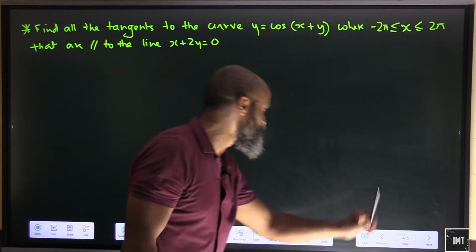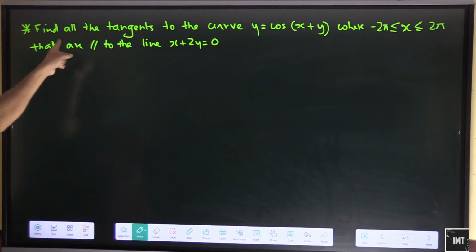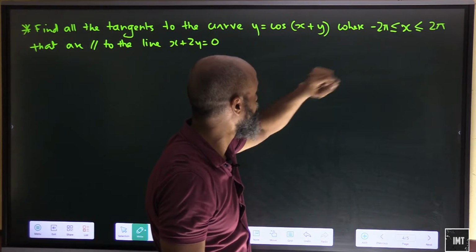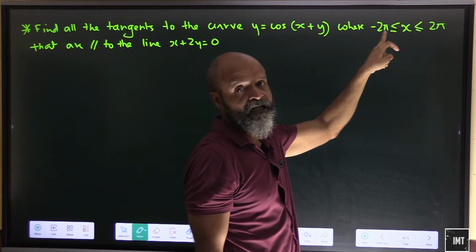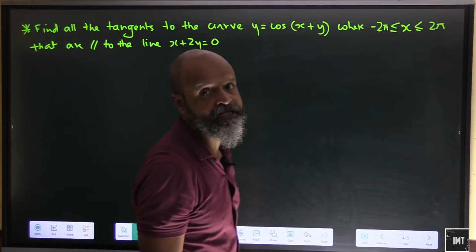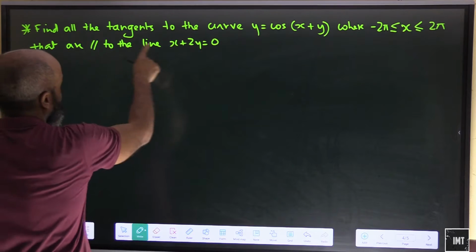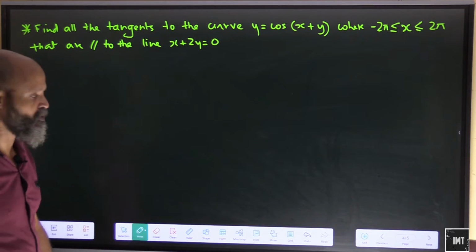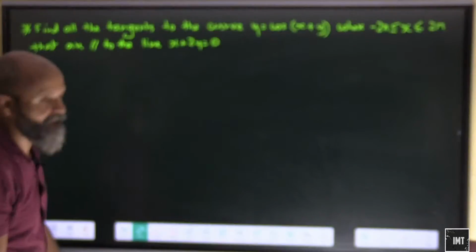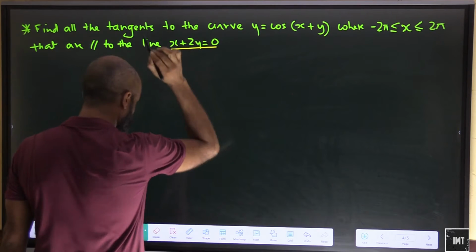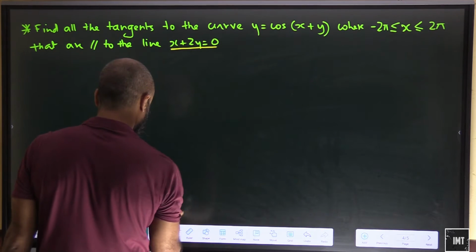Okay, let's move on to the next one. Find all the tangents to the curve y is equal to cos x plus y, where x is greater than minus 2 pi and less than 2 pi, that are parallel to the line x plus 2y is equal to 0. Now since it is parallel to this line, x plus 2y is equal to 0.